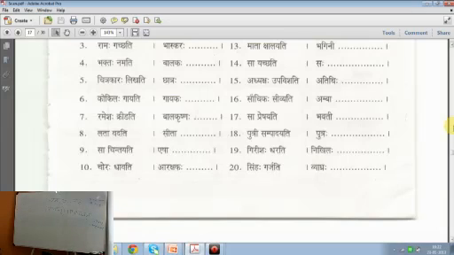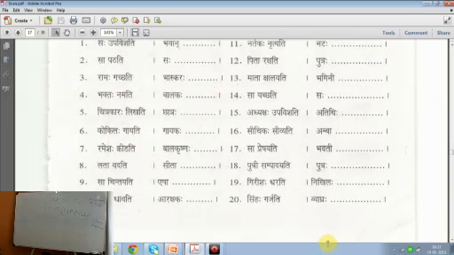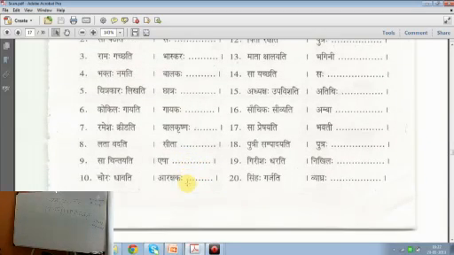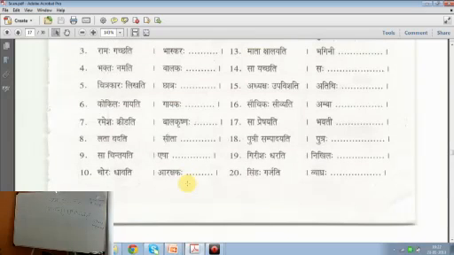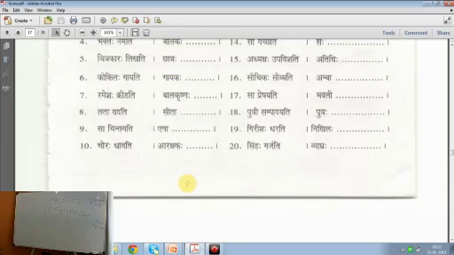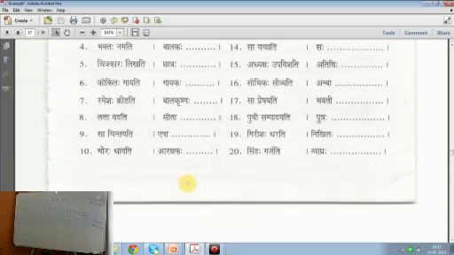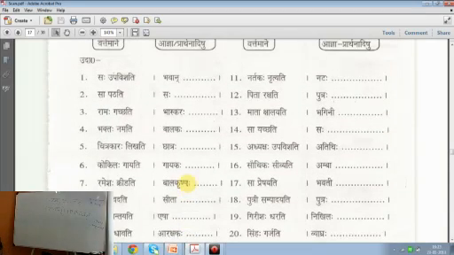Sa chintayati. She is thinking. She thinks. Esha chintayatu. Let this lady think. Choraha dhavati. A thief runs. Arakshakaha dhavatu. Let the cop run. So everywhere these present tense verbs very easily can be converted into imperative mode by changing the ending into tu, replacing ti by tu.